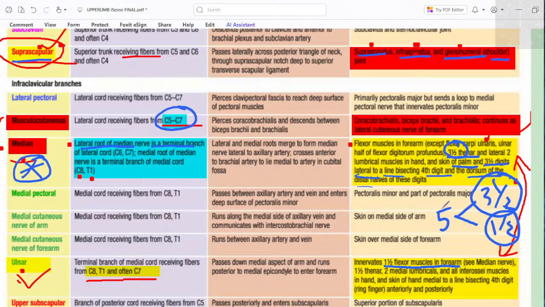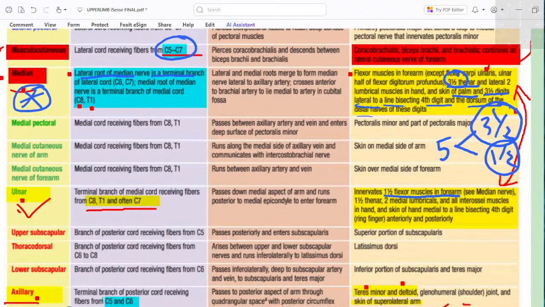So now the ulnar nerve innervates 1.5 flexor muscles in the forearm. Which part? Flexor carpi ulnaris, and the ulnar half of the flexor digitorum profundus. So FDP has one half supplied by the median nerve and the other half supplied by the ulnar nerve. That's why they mention 1.5 flexor muscles in the forearm for the ulnar, and 3.5 taken by the median. So the ulnar half would be the ulnar.